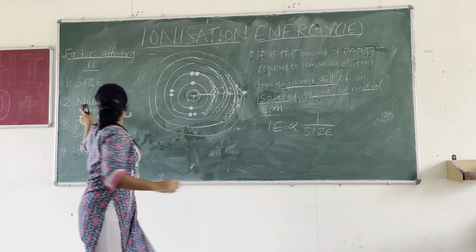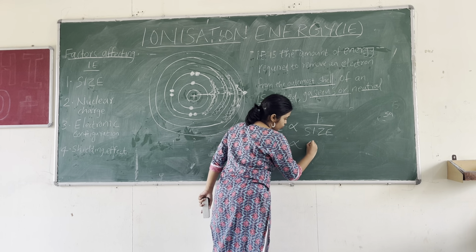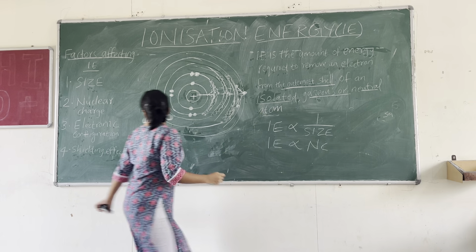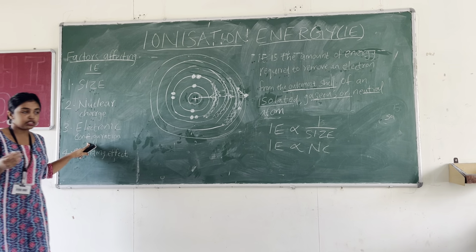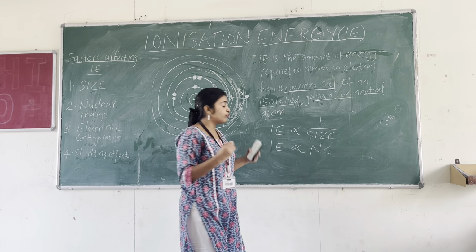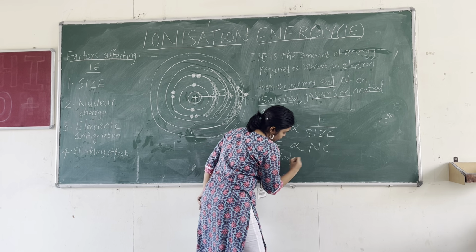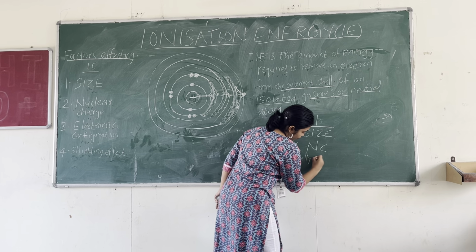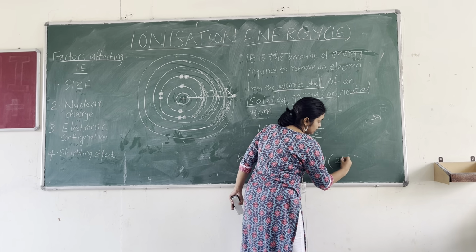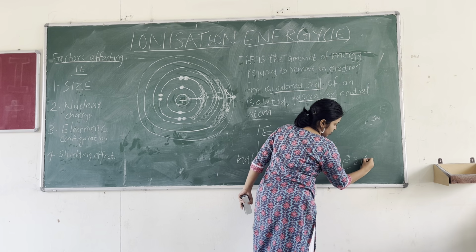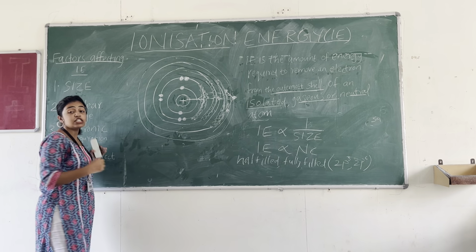Next one, nuclear charge. Nuclear charge I am writing NC. So ionization energy is directly proportional to NC, nuclear charge. The third one, electronic configuration. I told you about nitrogen and oxygen. There are many more examples. So half-filled and fully-filled. We can write as example 2p3, 2p6. More stable. More stable means ionization energy is more.